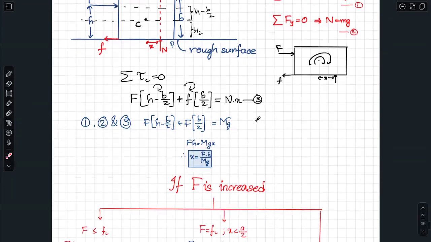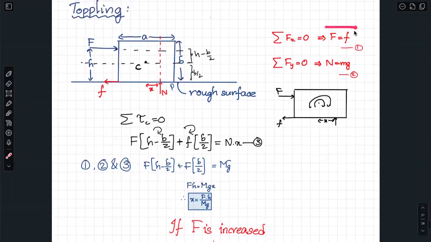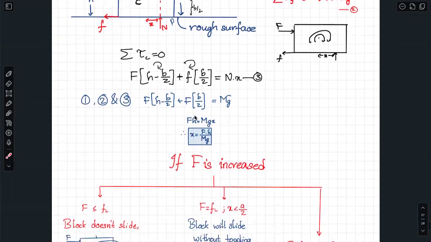Therefore, from this I can say that, of course, sigma F is zero gives N equal to mg. And not only that, it's not moving, so the applied force and the frictional force are the same. Keeping these points, I have substituted F for small f and mg for N, by doing which I got the condition like this.